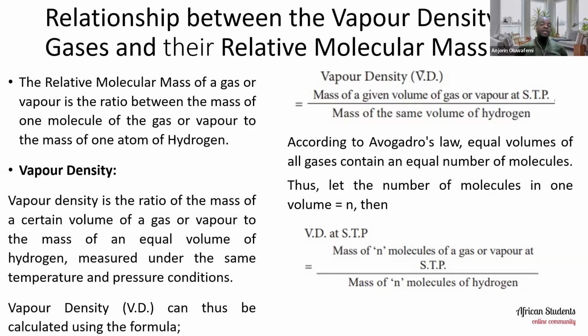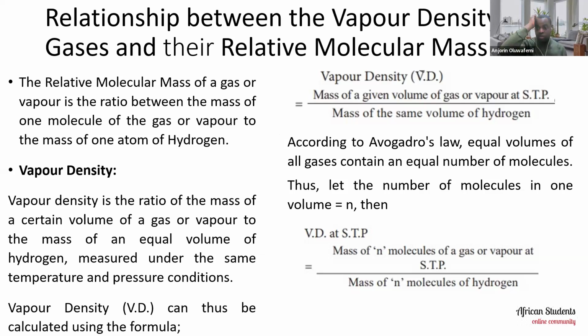So we said basically that vapor density is the ratio of the mass of a certain volume of a gas or vapor to the mass of an equal volume of hydrogen measured under the same temperature and pressure conditions. So vapor density can thus be calculated using the formula that says vapor density equals the mass of a given volume of a gas or vapor at STP divided by the mass of the same volume of hydrogen.